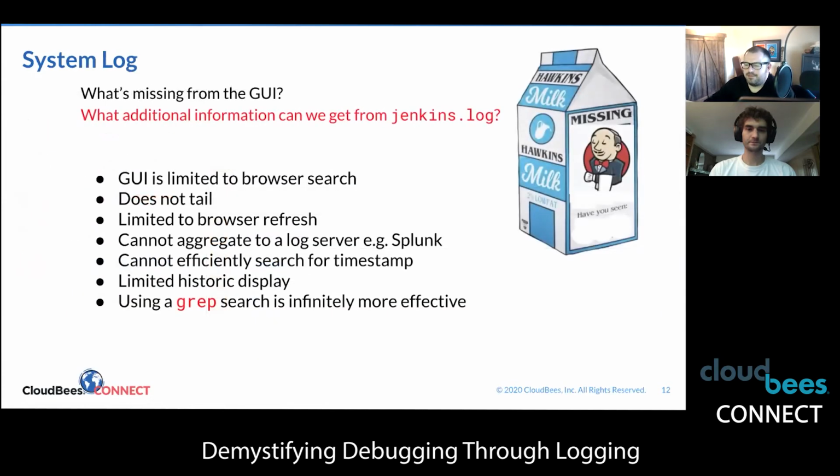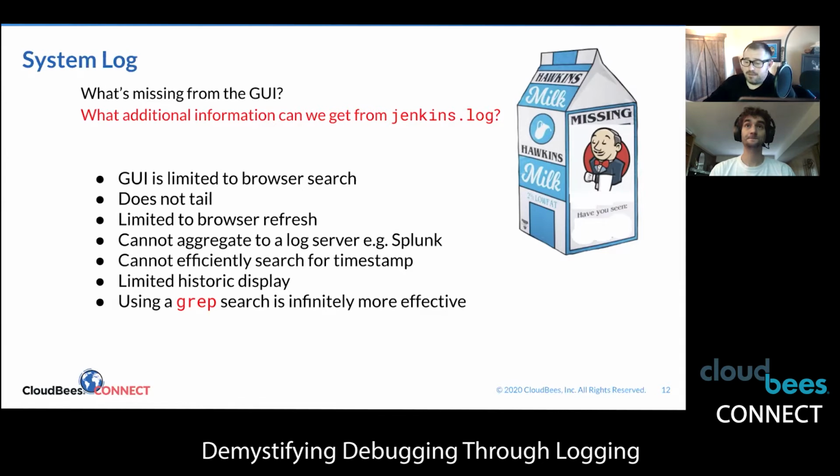So what's missing from the GUI? Since Jenkins offers this awesome GUI at my fingertips as an admin, why would I ever go into the CLI to chase down logs? Well, being able to navigate into the file system and track down Jenkins logs is a powerful tool. Reason being is that the GUI is limited in several ways.